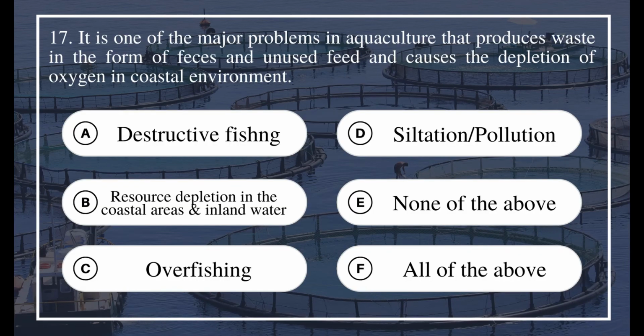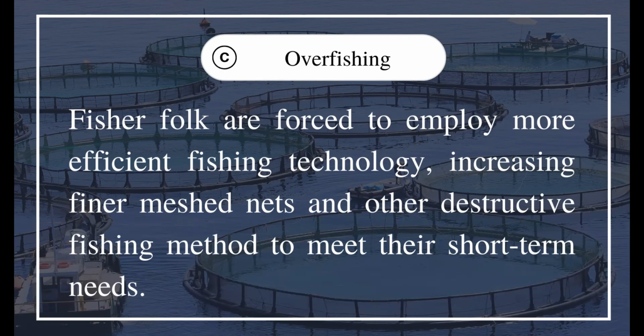17. The competition between municipal and the commercial fishing sectors is due to the finite nature of marine resources combined with an open access principle. A. Destructive fishing, B. Resource depletion in the coastal areas and inland waters, C. Overfishing, D. Siltation/pollution, E. None of the above, F. All of the above. The answer is C. Overfishing. Fisherfolk are forced to employ more efficient fishing technology, increasing finer mesh nets and other destructive fishing methods to meet their short-term needs.